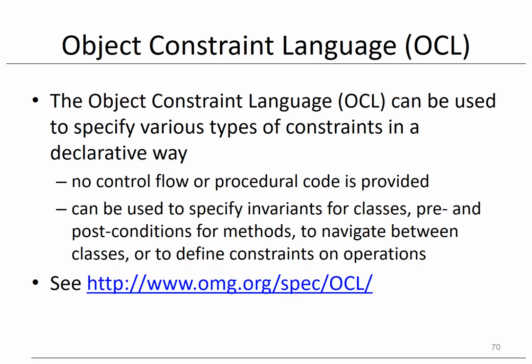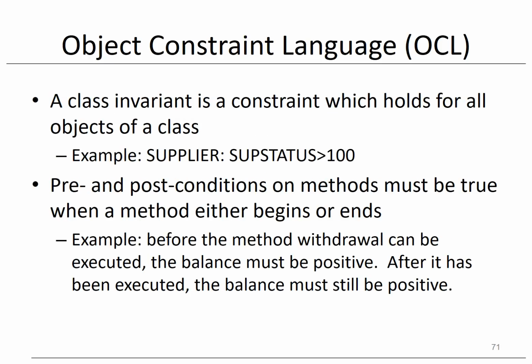They can be used for various purposes, such as to specify invariants for classes, to specify pre- and post-conditions for methods, to navigate between classes, or to define constraints on operations. A class invariant is a constraint which holds for all objects of a class. An example could be a constraint specifying that the supplier status of each supplier object should be bigger than 100, as you can see illustrated.